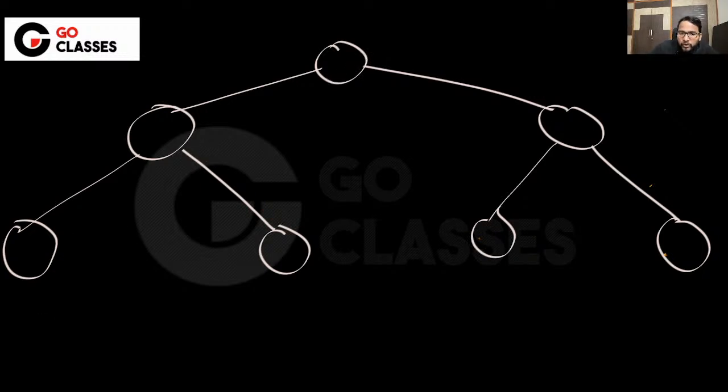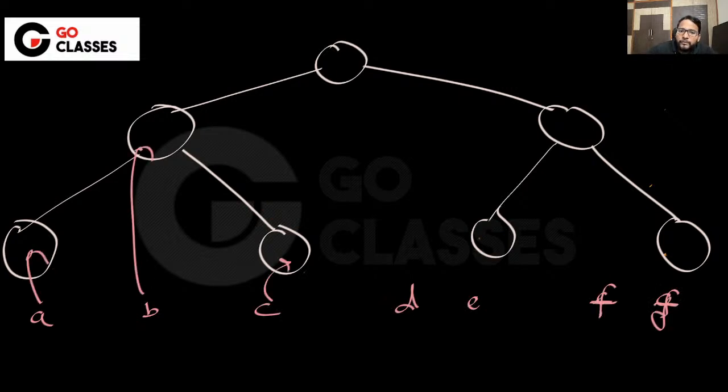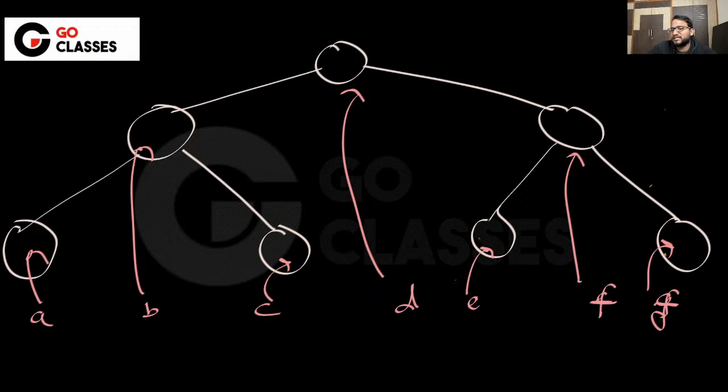Because the in-order is sorted, whatever is sorted, let's suppose A, B, C, D, E, F, then D, E, F, G, right? Then you will just inject it there. So how many ways are there to fill this structure with nodes such that the resultant is a binary search tree?